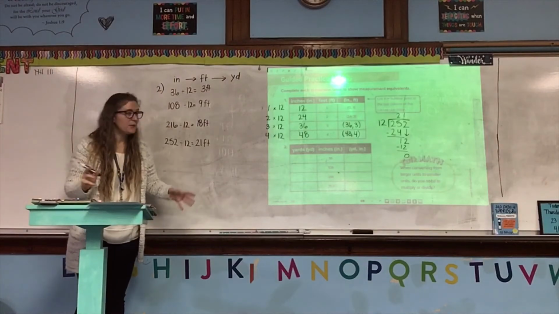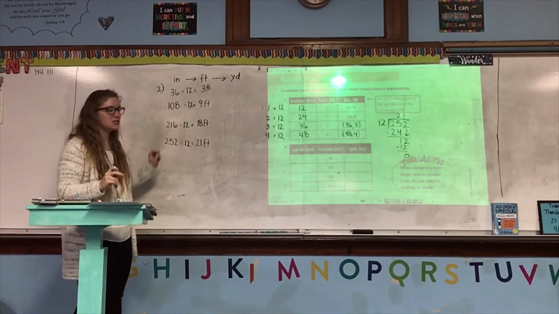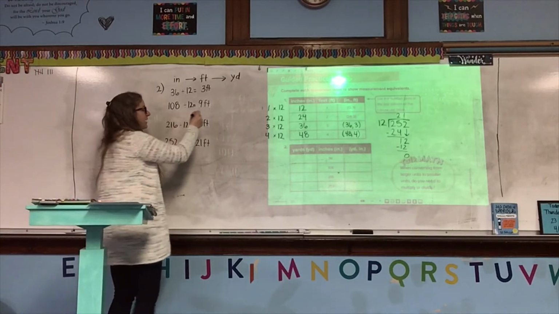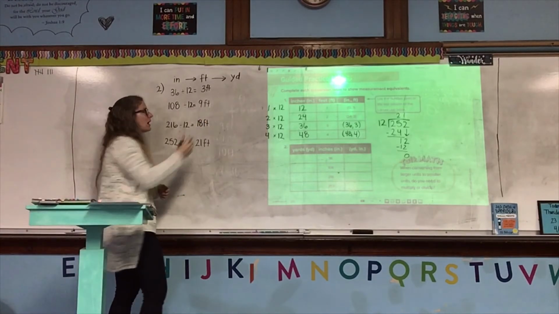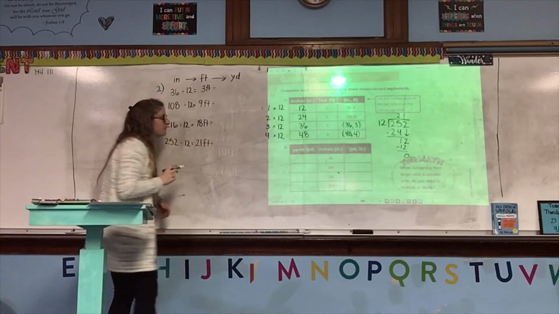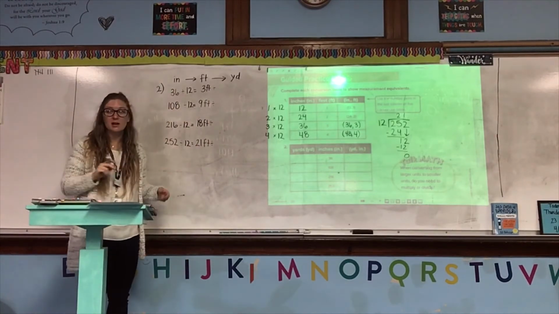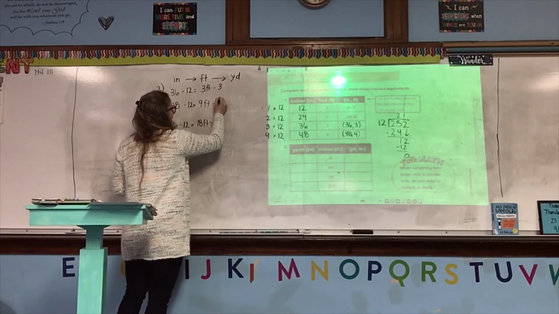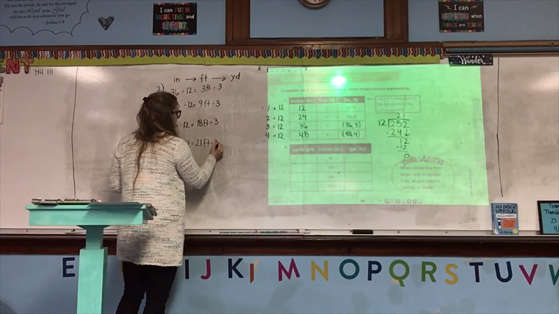We're still not done, because now we know how many feet are in each of those inches, but now we need to know how many yards. So again, feet are smaller than yards, so we're going to divide. We know there are 3 feet in each yard, so that means we are dividing by 3.